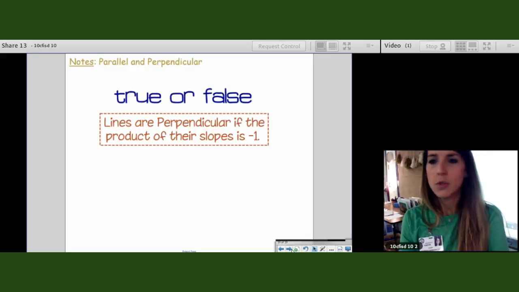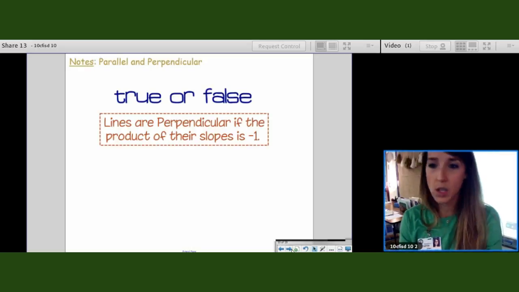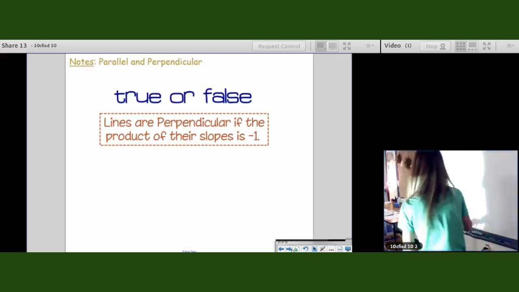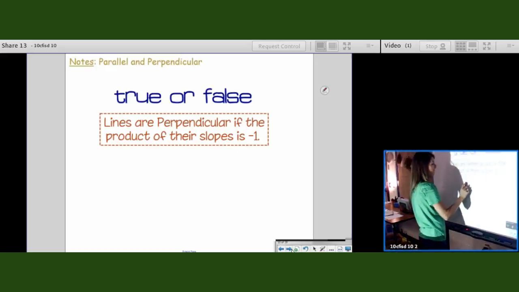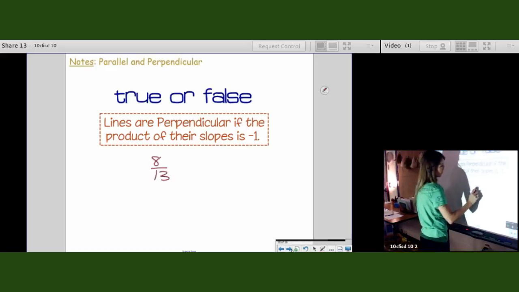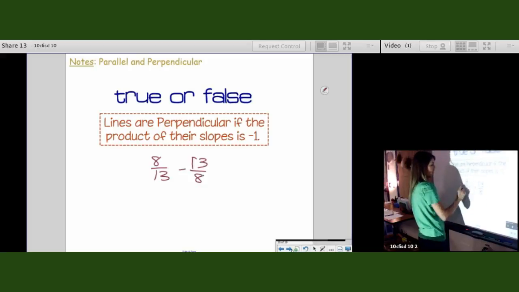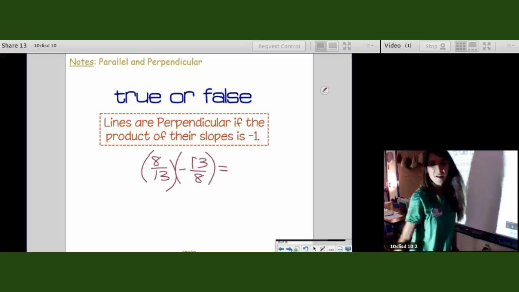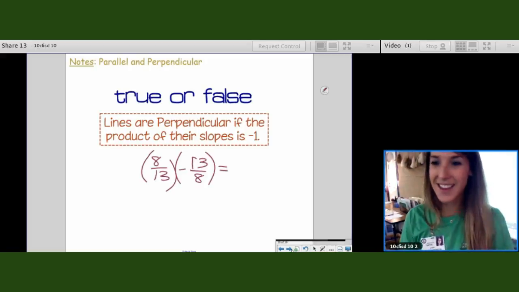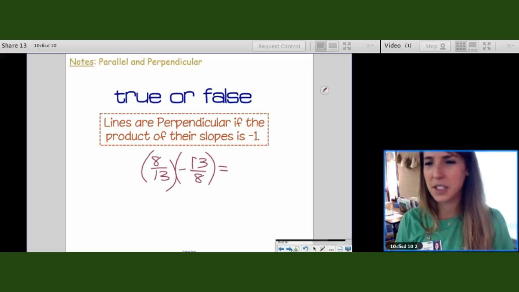What do you think? True or false? Lines are perpendicular if the product of their slopes is negative 1. Try a few from the other example. So, what does product mean, by the way? Product means multiply, right? Yeah? So what do you get when you multiply those?